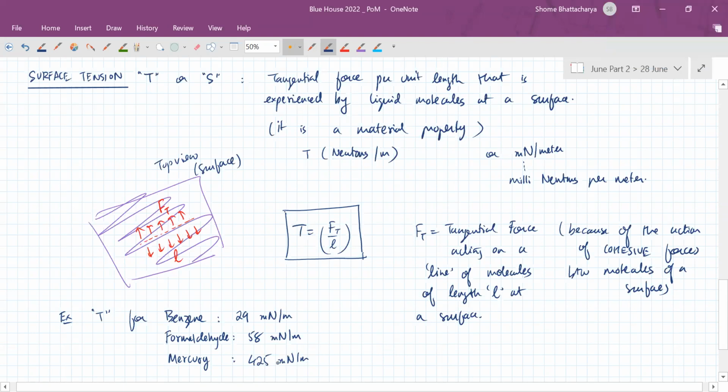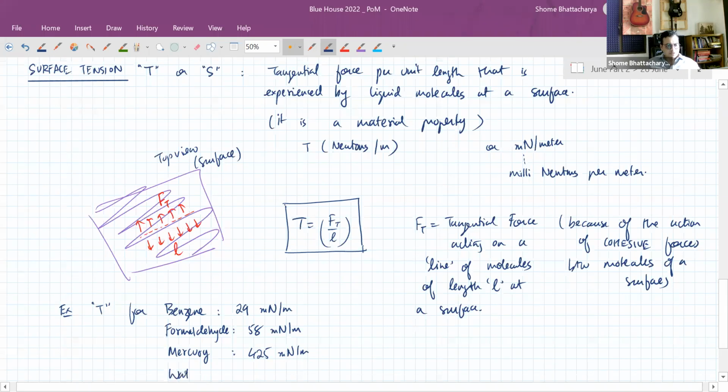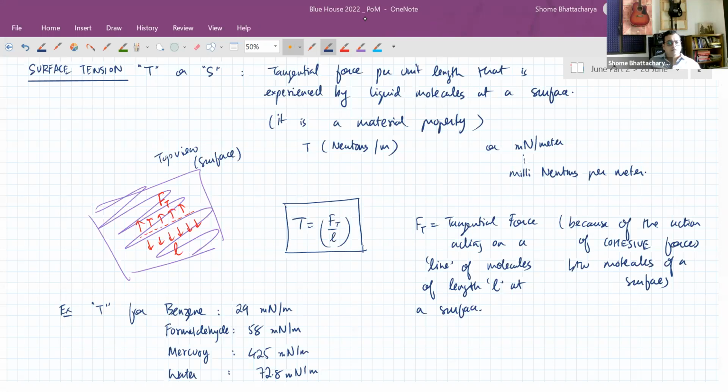Water has a reasonably medium kind of surface tension, about 72.8. Which material are you talking about? Gallium. Gallium is also liquid, no? Gallium is a liquid metal. So gallium has a fluidic kind of structure, but it is not technically a liquid.